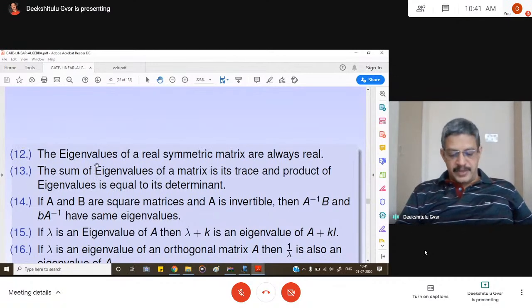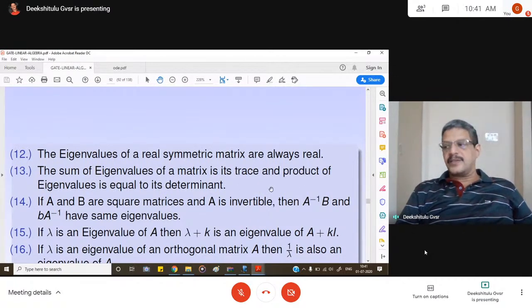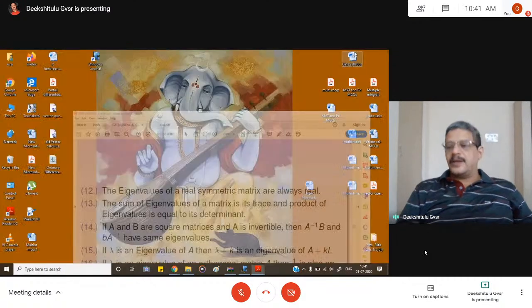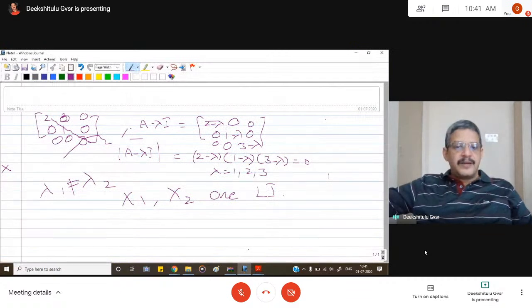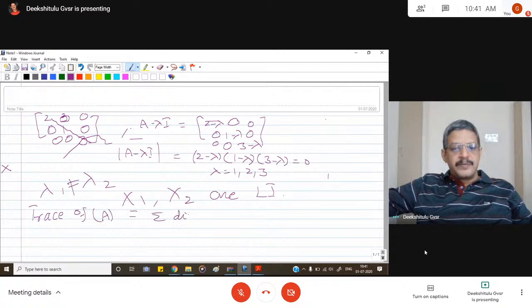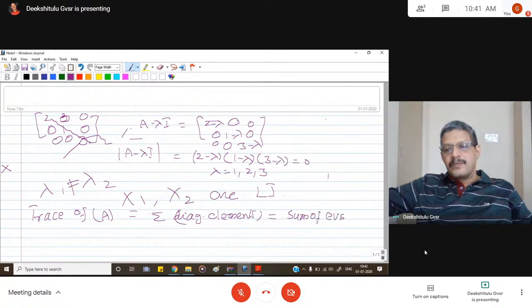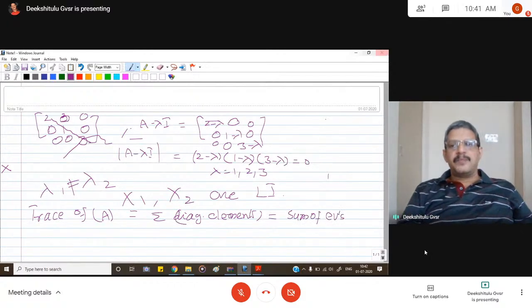Next, this is an important point. Sum of the eigenvalues is the trace of the matrix. Trace means the sum of the diagonal elements is called a trace. So trace of A means sum of diagonal elements, and this is equal to sum of the eigenvalues. So this is an important property.